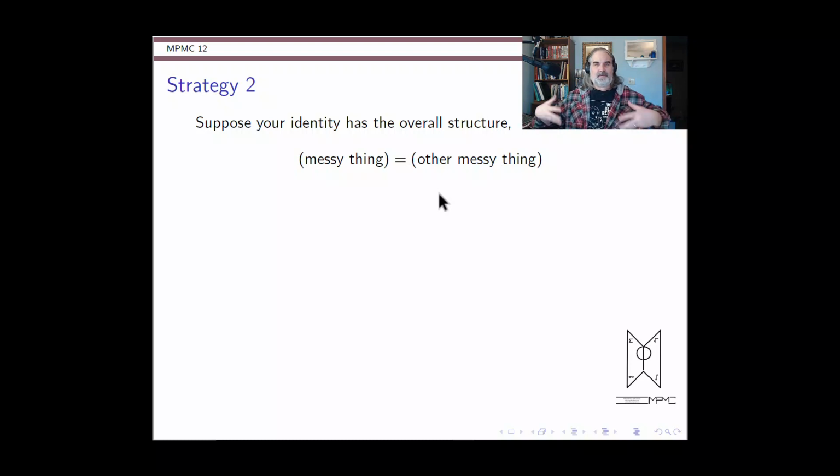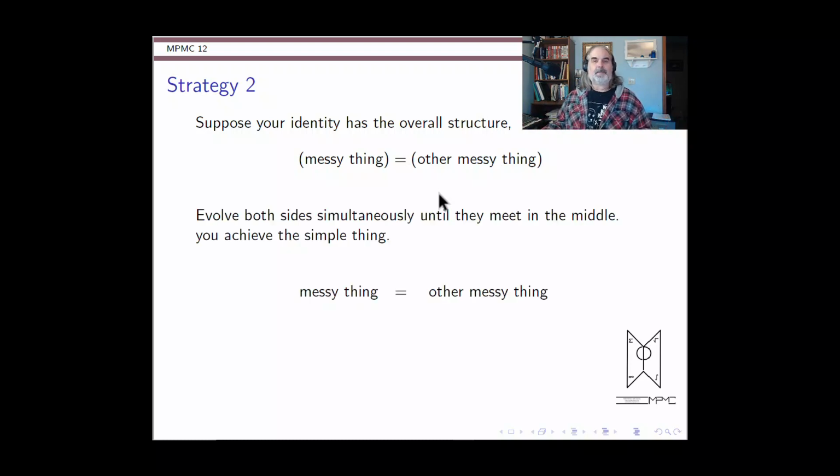Maybe we've got to just evolve everything all together. And that's going to be the key here. So if it's some messy thing equals some other messy thing, don't start with one and aim for the other. Just rebuild the entire structure, the entire equality, one step at a time, where you're adapting and tinkering with each side of the equation and maybe bringing them to some happy middle ground where you can see that they're both equal to the same thing.